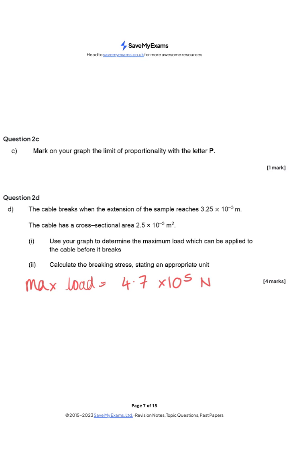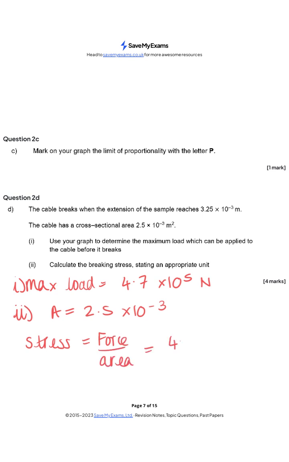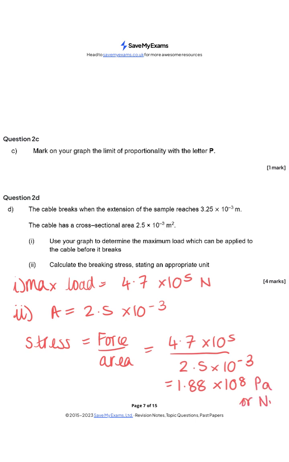So that's part I. But part I, let's think what else we've got. We've got the area here, which is 2.5 times 10 to the minus 3. And the equation we're going to use is stress is equal to force divided by area. Our force is going to be our maximum load, and the area is our cross-sectional area. And the answer is 1.88 times 10 to the power of 8. And you can do for your unit Pa for pascals or newtons per metre squared, both of which are acceptable, but make sure you remember to put one of them.